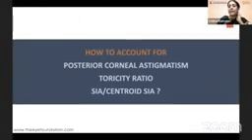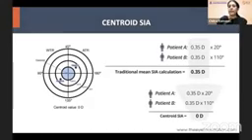Pearl 8 tells us that you need to understand what your toric IOL calculator does. Does it measure the posterior corneal astigmatism? Does it look into the toricity ratio specific to different axial lengths? Does it look into the centroid values?